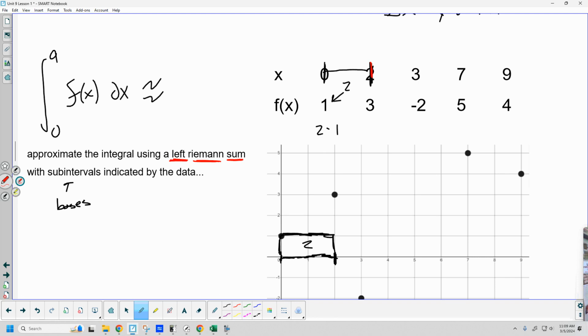The next base will be from 2 to 3. From 2 to 3, there's my next base. It's a length of 1. However, using a left Riemann sum, instead of just arbitrarily choosing a height, I will formulaically choose a height of 3. So this y value of 3 I'm going to use as the height over the space.